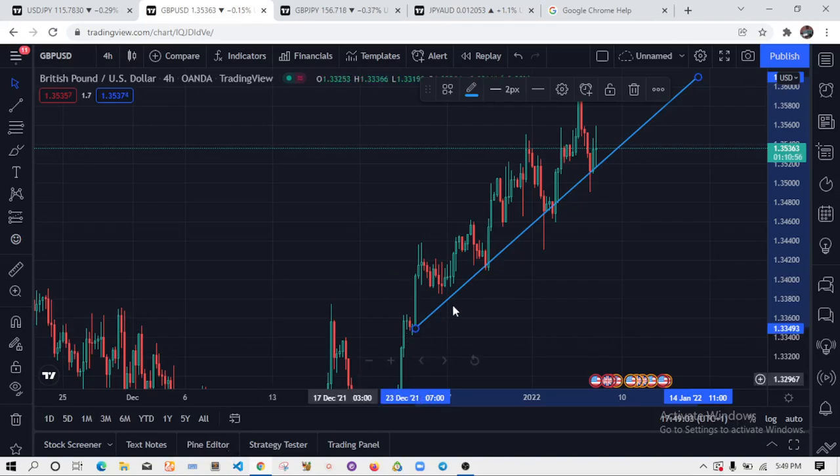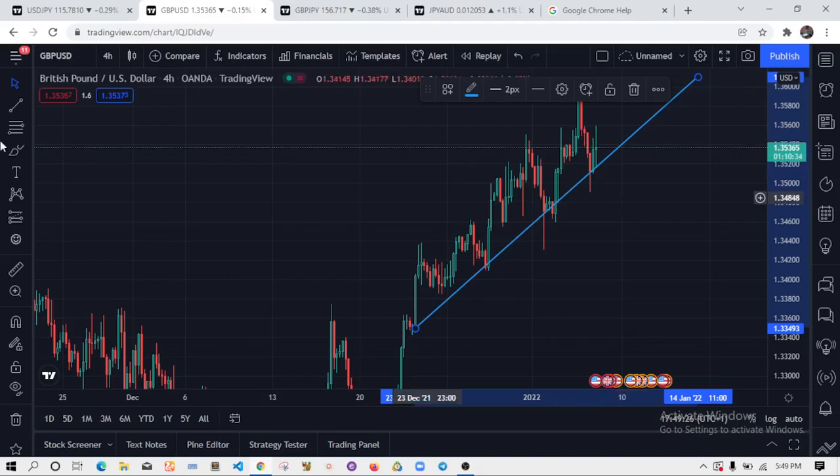When you see an uptrend, you should be targeting buying opportunities. When you are in a downtrend, you are looking for selling opportunities. It will save you from a lot of losses. Now we are targeting a buying opportunity here, and I think we have one, but we need to confirm that the price is not going to break out of this line.